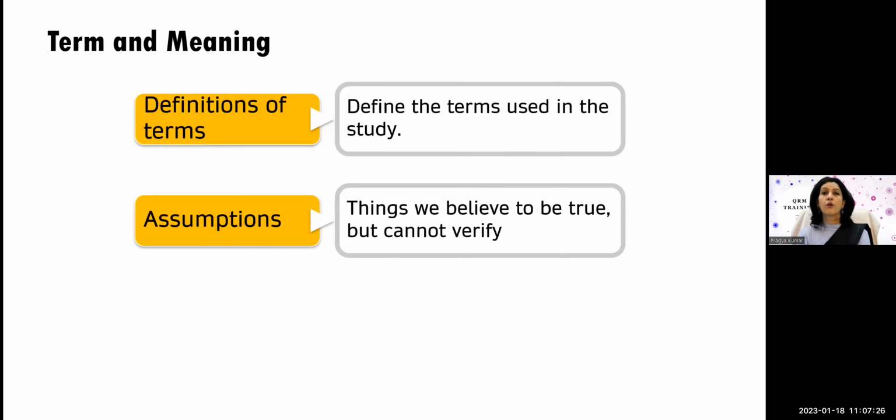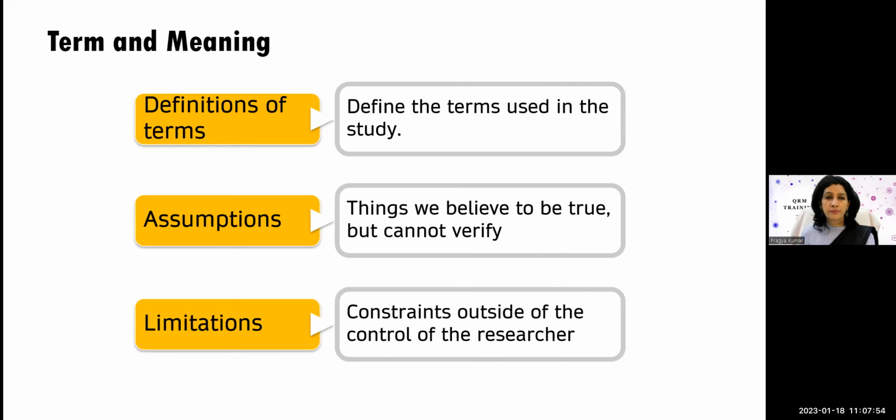Like if you go and ask someone regarding doctor shopping, whatever they are saying, you have to believe it. You cannot verify it. So you will write that you are going with the assumption that whatever people say, you are believing it to be true. And on the basis of that only you are deriving your categories and themes. Again, the limitations: you have to mention the limitations also in your study.